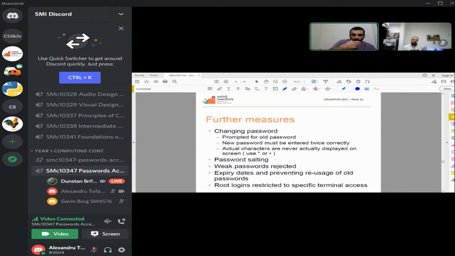So that's another feature. It had the idea of password salting. We had discussed password salting, adding something to make it unique. Also rejecting weak passwords, expiry dates and preventing the reuse of passwords, and also restricting root logins, as I mentioned before, to specific terminals. Okay, so these are all nice features which were implemented to ensure a level of security.